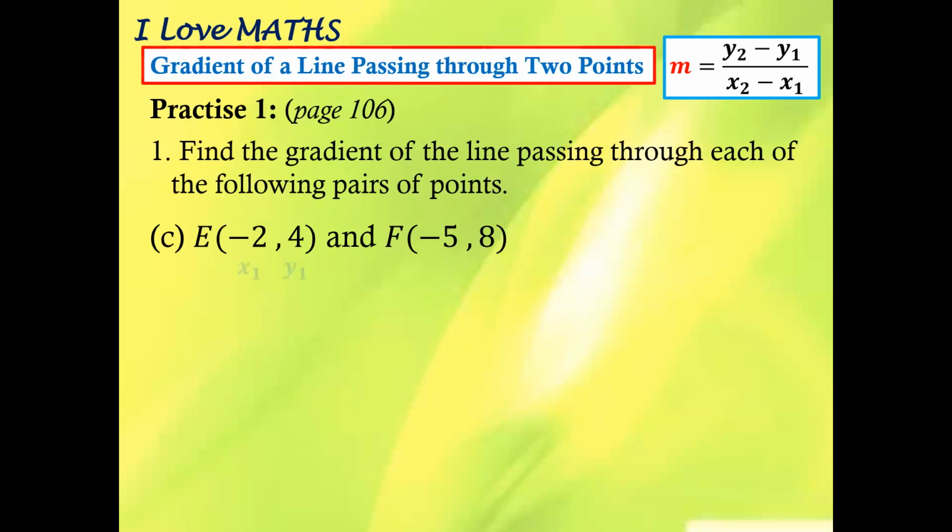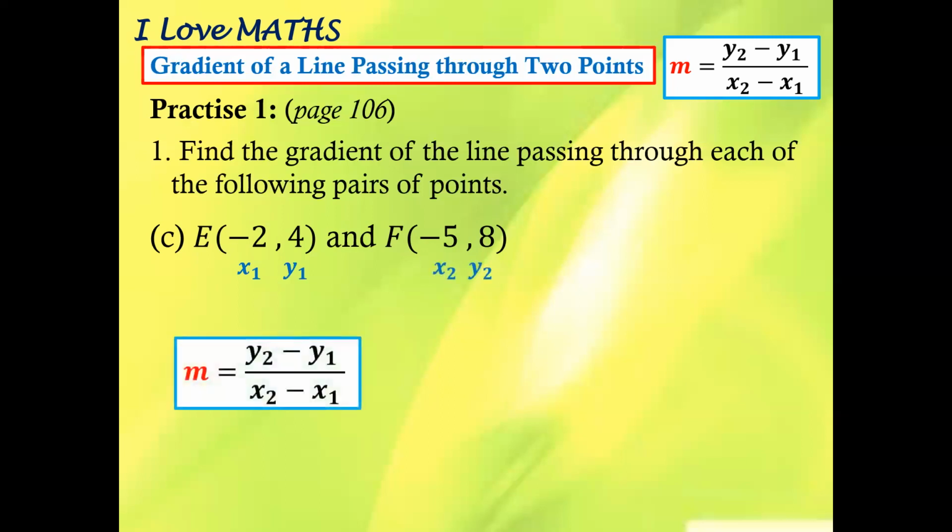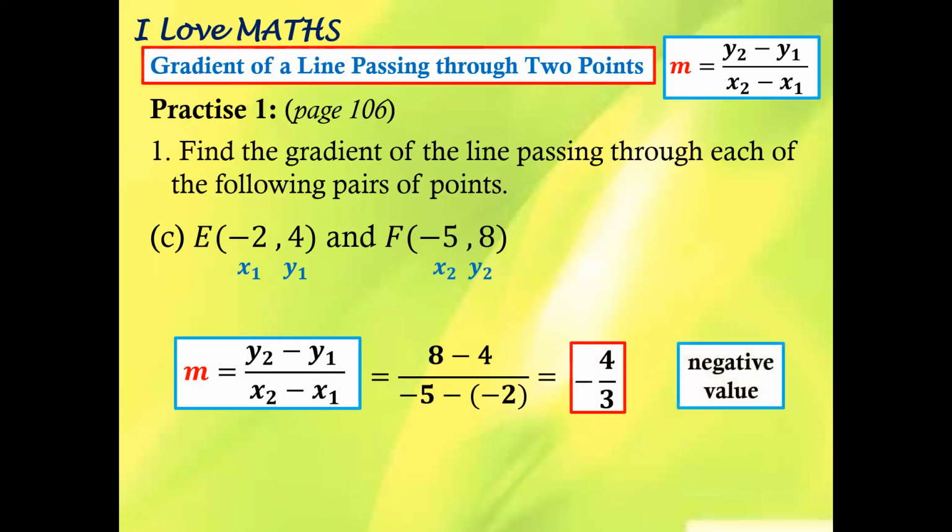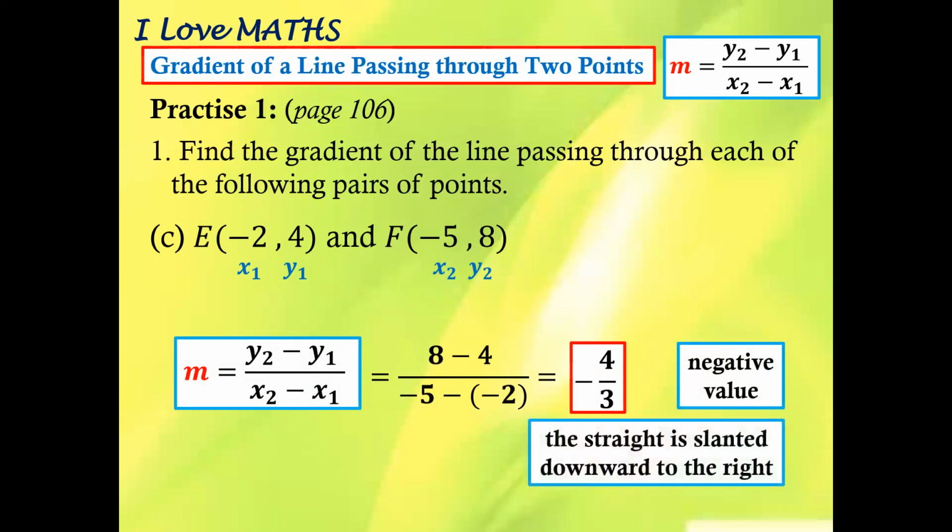All right, let E be the point x sub 1, y sub 1, and let F be the point x sub 2, y sub 2. So our gradient m formula is y sub 2 minus y sub 1 all over x sub 2 minus x sub 1. Substitute the values, and that would be 8 minus 4 all over -5 minus -2, and that is -4 over 3. Again, it's a negative value, meaning the straight line is slanted downward to the right.